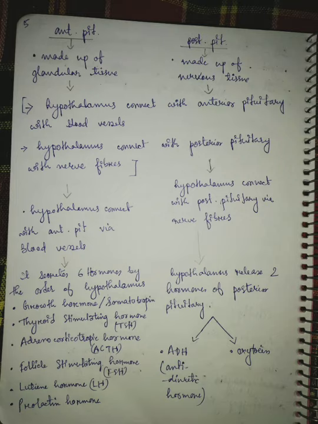Then posterior pituitary secretes mainly 2 hormones, that is ADH and oxytocin. ADH is also known as antidiuretic hormone or vasopressin. So up to this, I hope you will understand. Then we'll discuss growth hormone, somatotropin.